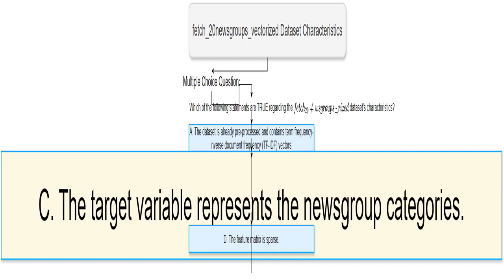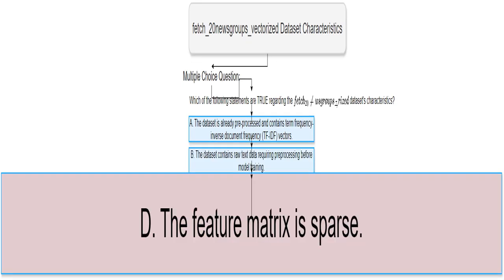The target variable is what we're trying to predict. In this case, it's the newsgroup each post belongs to. This is true. A feature matrix is a table representing data. Sparse means most values are zeros. This is typical for TF-IDF because each document uses only a fraction of the total words. This is true.